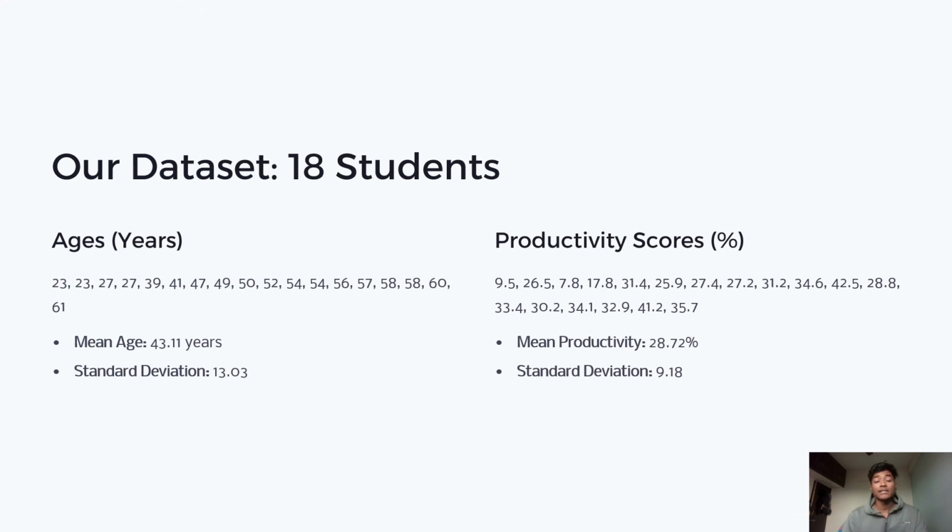Our dataset contains 18 students with ages ranging from 23 to 61 years old. The mean age is 43.11 with a standard deviation of 13.03. Similarly, productivity score ranges between 7.8% and 42.5% with a mean of 28.72% and standard deviation of 9.18. These values will help us compute Z scores, covariance, and correlation.